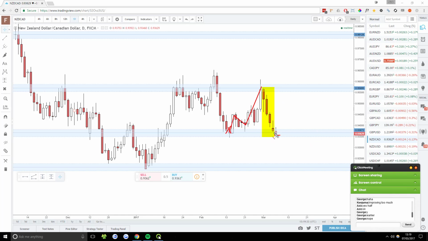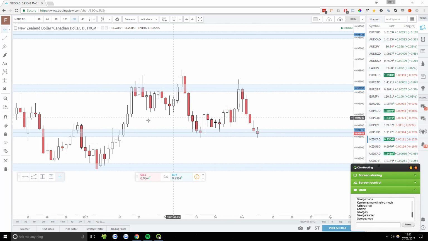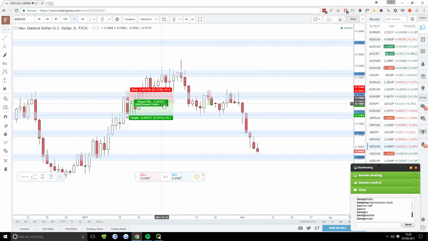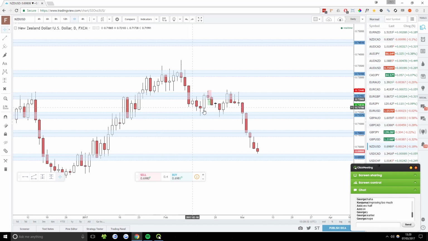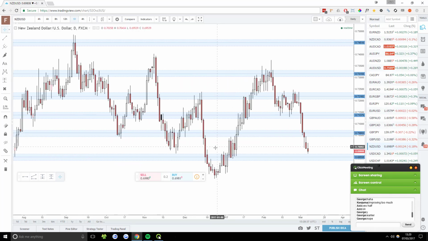So let's see how this plays out. Any trade that would be open here would probably have to be held for quite some time. Generally I like to exit my trades within 1 to 2 days, but this one would probably have to be open for quite some time. But regardless, it's worth keeping an eye on. So let's do that. New Zealand-USD.